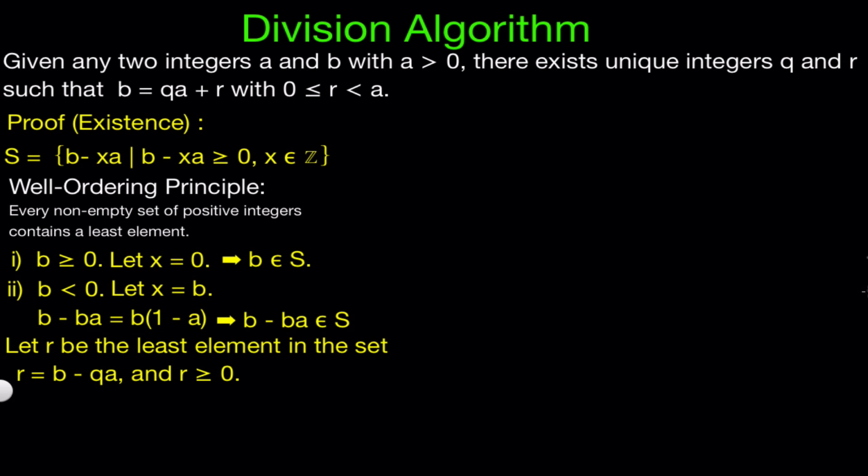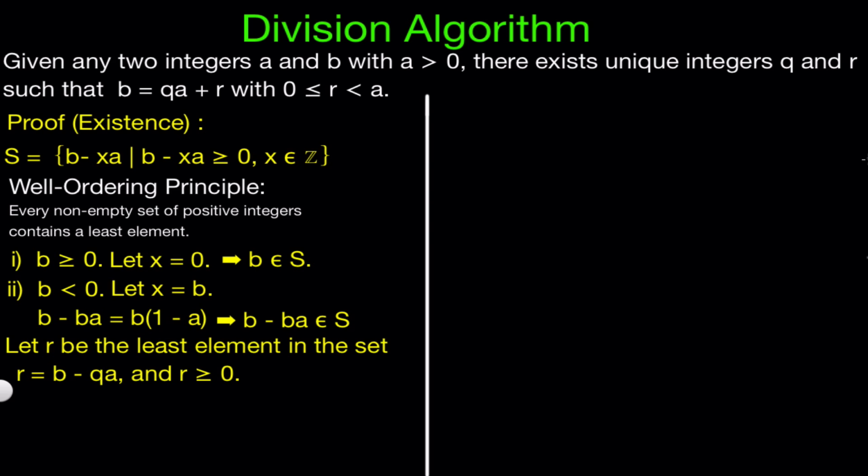Now we can conclude two things. First is that there exists an integer q such that R can be written as b minus q times a, and that's because it's in our set S, so it has to be of the form b minus xa. Second, we can note that R has to be greater than or equal to 0 since it's in our set S, and S is only positive integers. So we've shown that there exists an R greater than or equal to 0, and we've also shown that there exists a Q where we can write b equals q times a plus R.